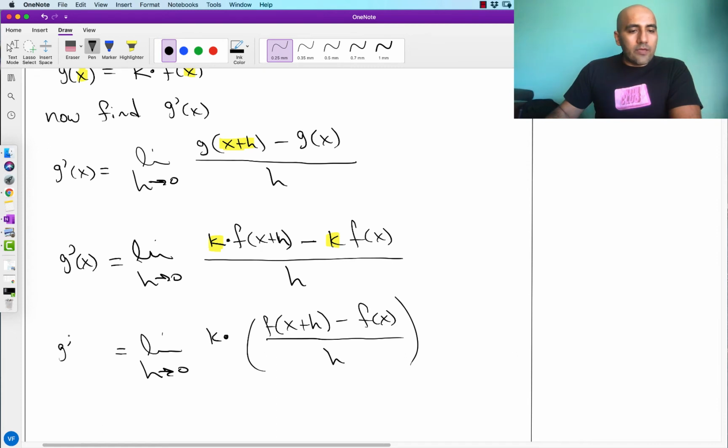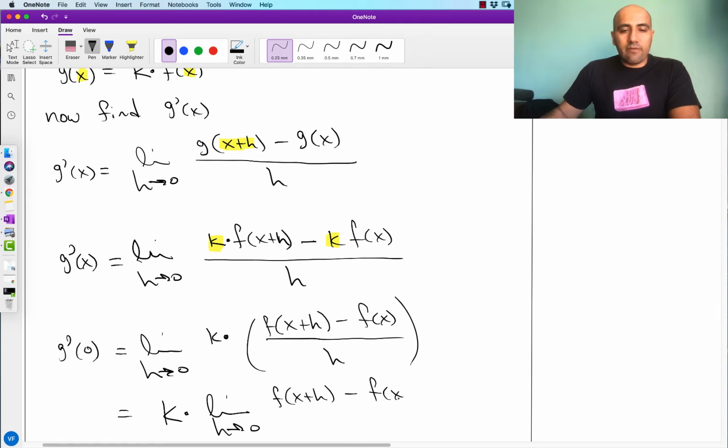And if we look at our rules for limits, we know that if we have a constant times a function, we can bring that constant out in front. This limit, as h approaches 0, has nothing to do with that k. If this was just an h out here, you couldn't ignore it and put it out in front. But because it's a variable that has nothing to do with that h, we can just pull it out in front. So this is equal to k times the limit as h approaches 0 of f of x plus h minus f of x all over h.